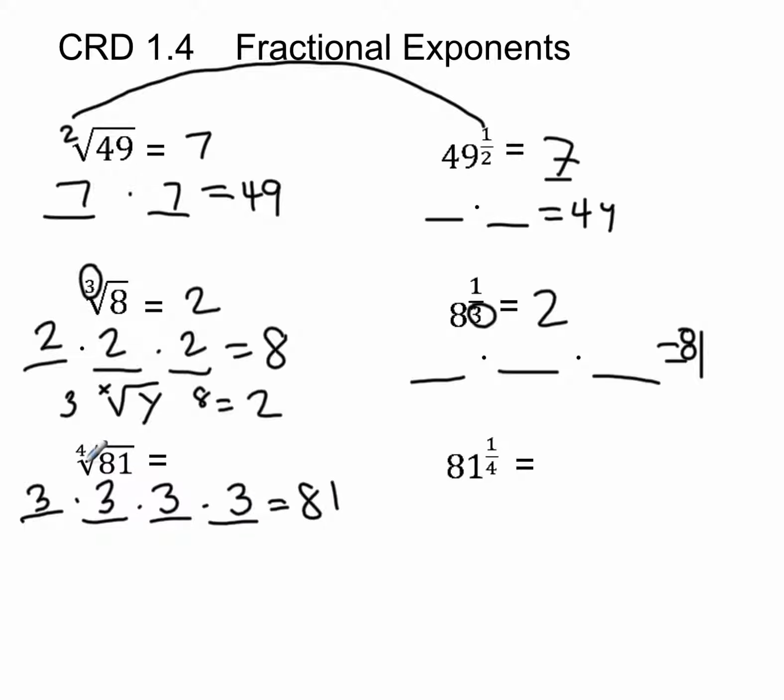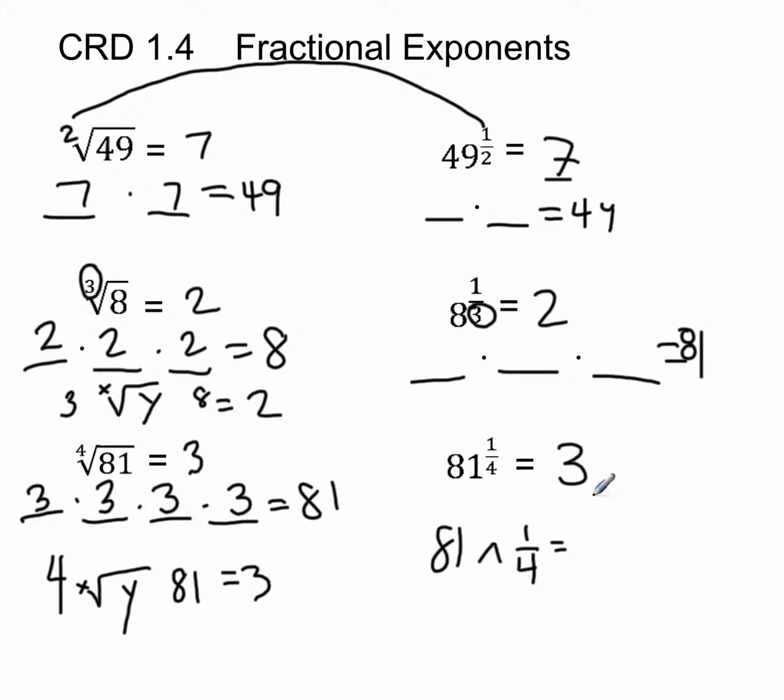But again, if you didn't know, you could type it into your calculator. You would type a 4 first, then find this button that looks like that, and then type in the radicand 81, and you would get the answer of 3. The 4th root is the same as 81 to the 1/4 power. If you typed in 81 and then a caret and then the fraction 1/4, it would give you the same thing, 3.